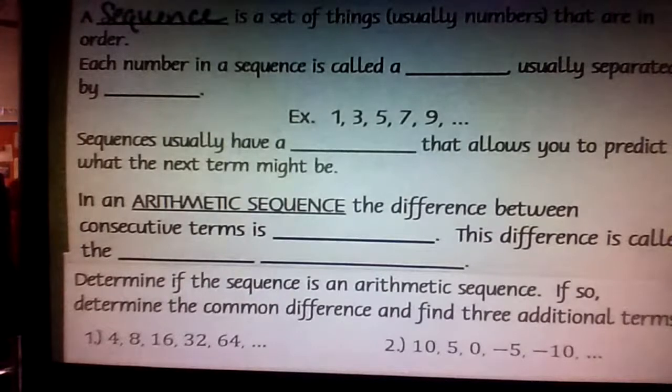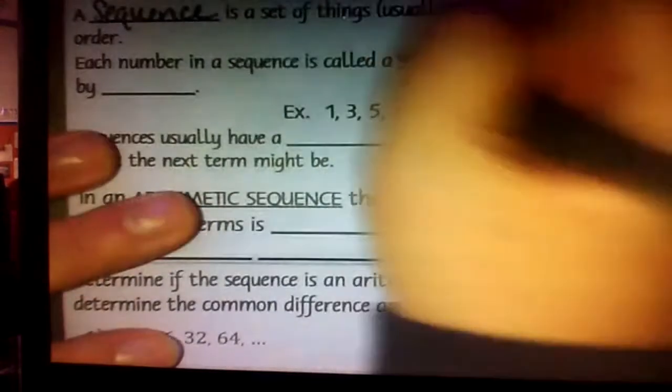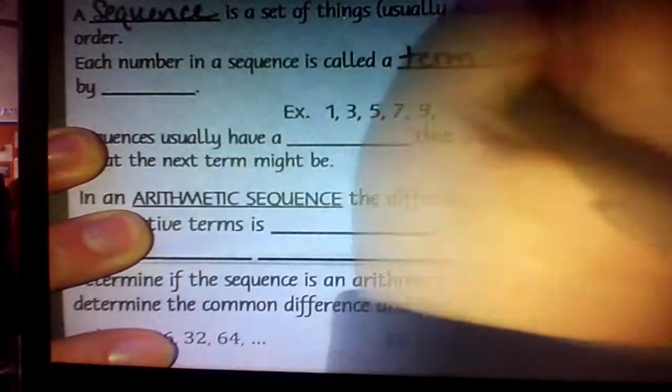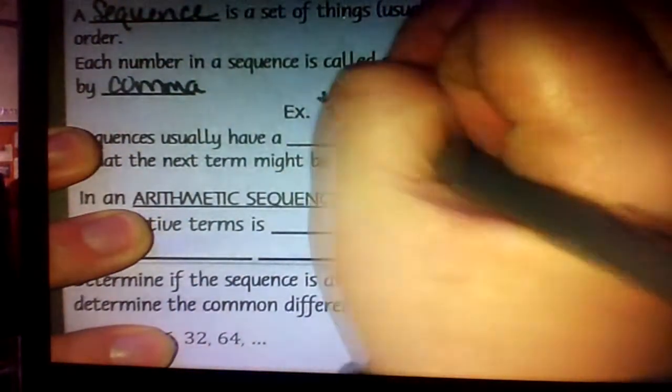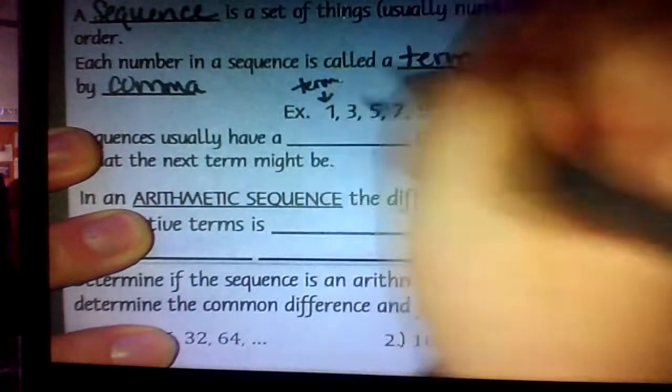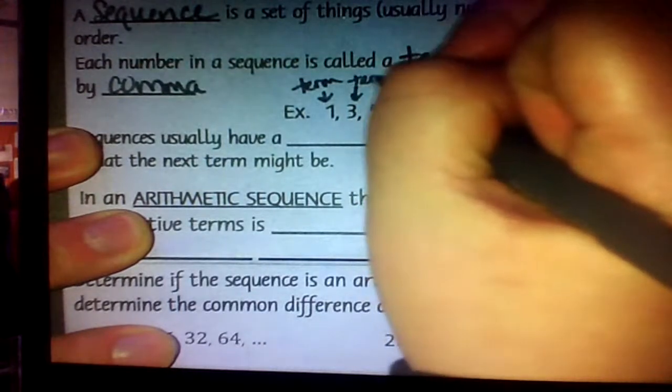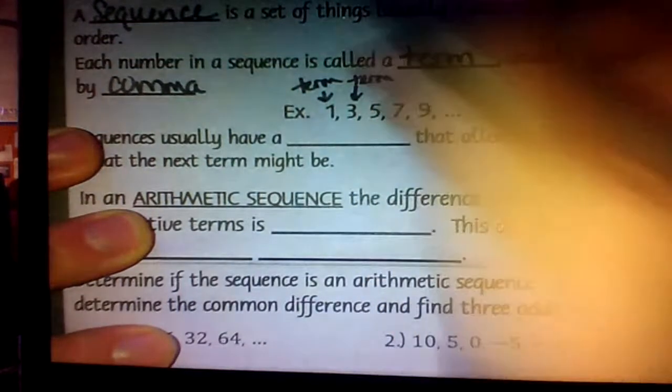Okay. So we're going to now look at a set of numbers. You have to be able to tell me whether it is an arithmetic sequence or not. Each number in a sequence is called a term, and it's usually separated by a comma. So this is a term. This is a term. All of these are terms.